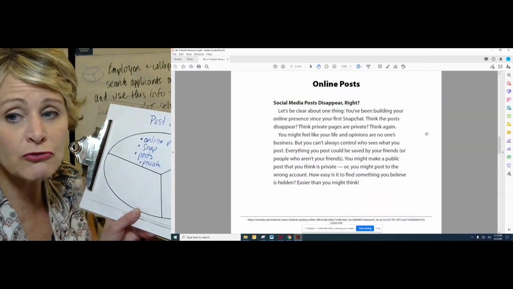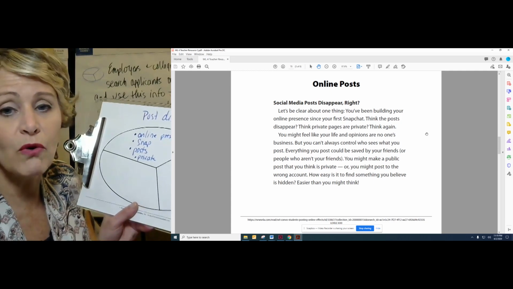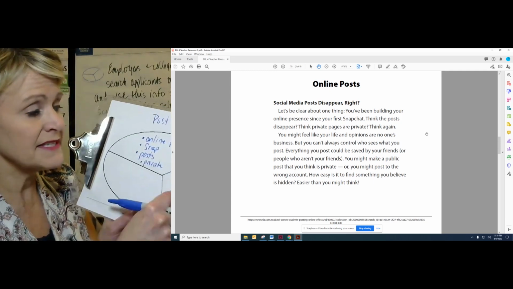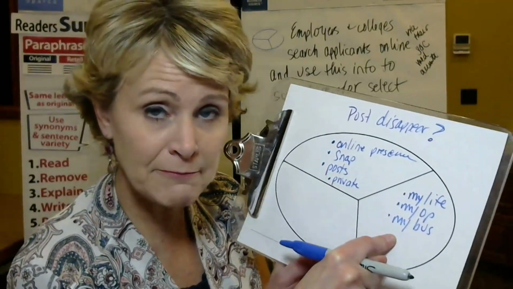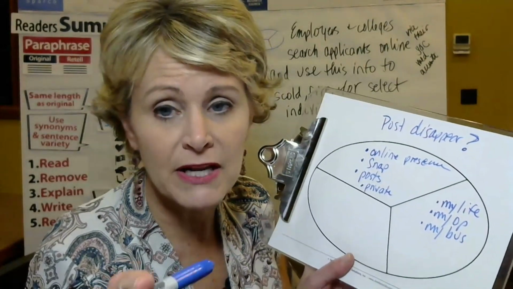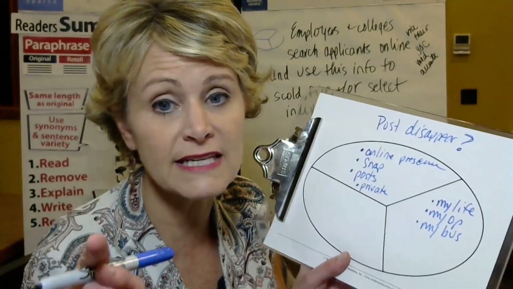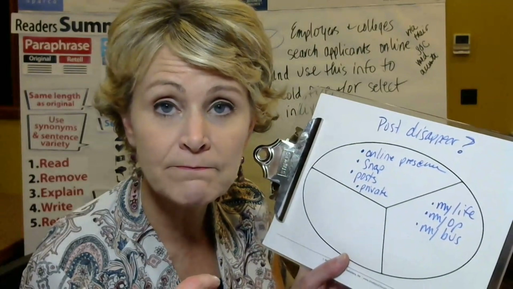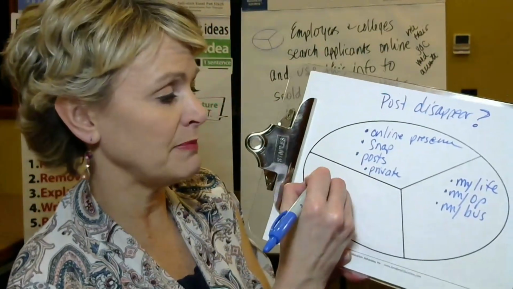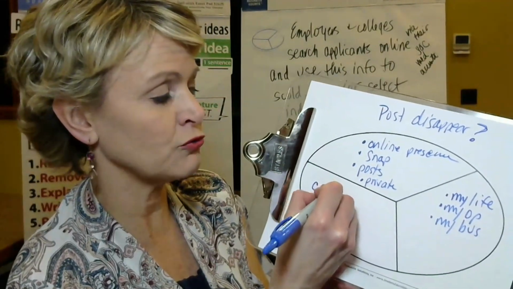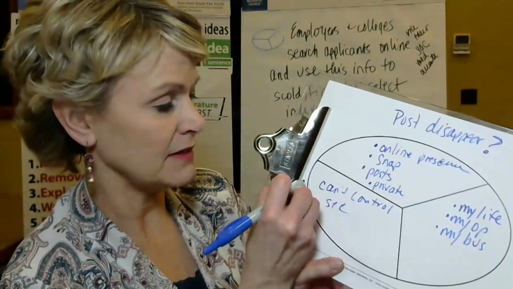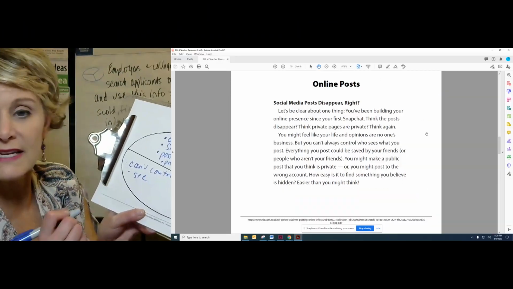All right, let's keep going. But you can't always control who sees what you post. Stop. This is about online presence in general. This is about me, my posts, my life, my opinion. Look at that sentence. But you can't control who sees what you post. Is that about me? It's about others. All right. New pie piece, people. New pie piece. So can't control what others see. Bullets. Just use bullets. Can't control what they see.